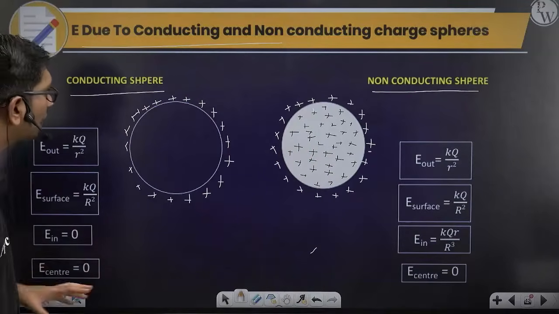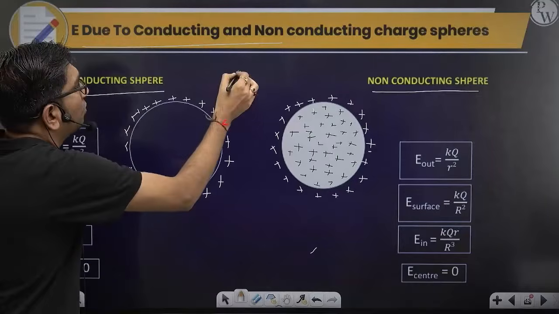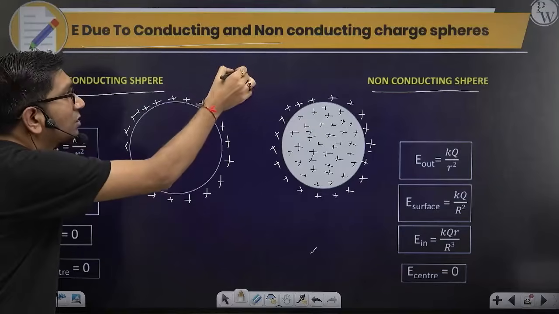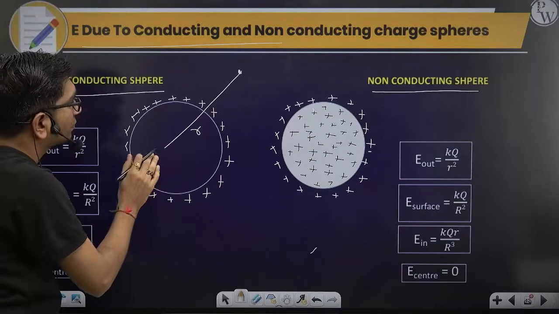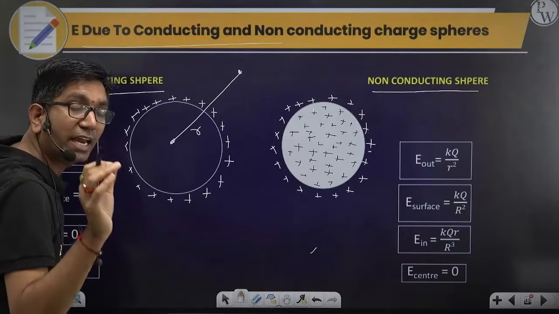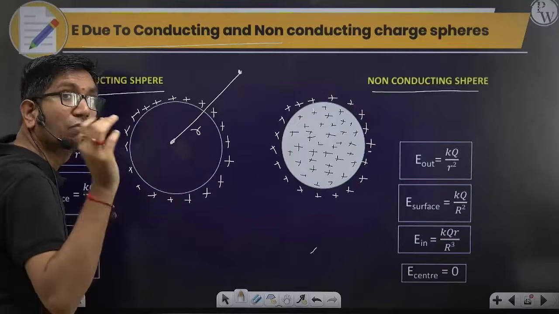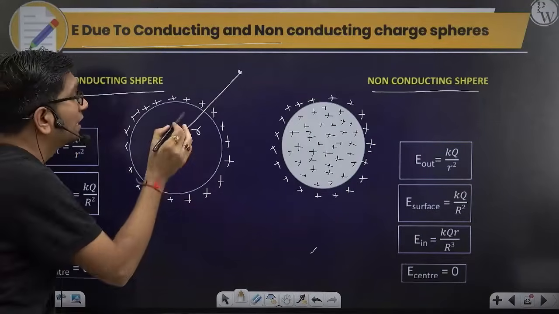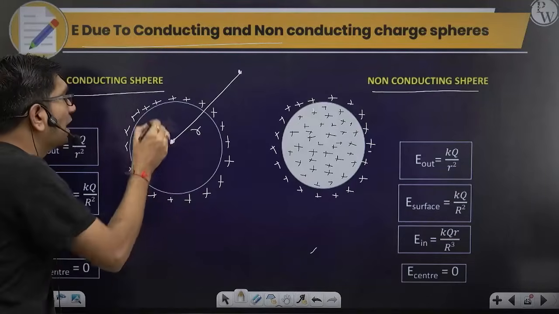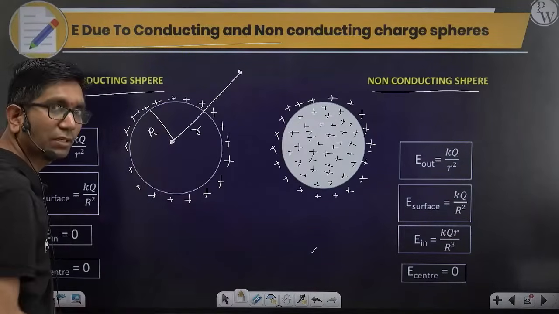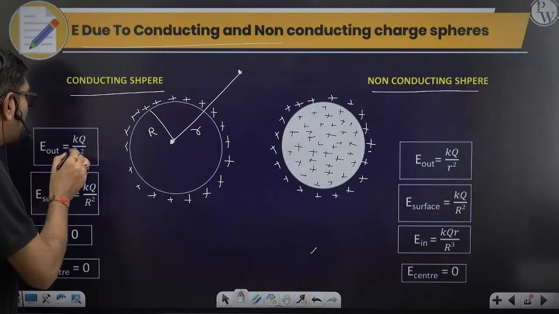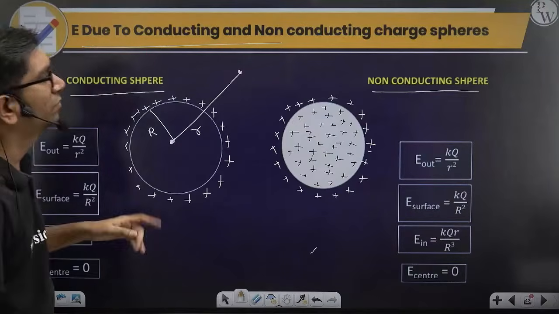Now see here. What is the electric field intensity due to the conducting shell, outside? So this is the distance. Wherever I am writing the small r, that r distance is always considered from the center only. Of course, this one is always fixed, capital R, the radius of the sphere. What is the electric field intensity at this point outside? kq/r². For this one also.